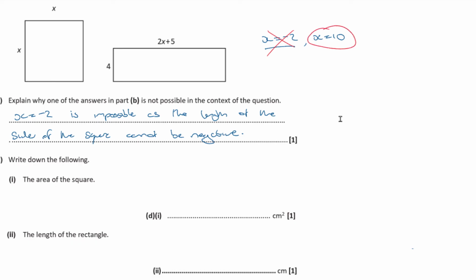If I want to write down the area of the square, then the area of the square is going to be 10 times 10, isn't it? x times x, which is 10 times 10, that's going to be 100 centimeters. And the length of the rectangle is 2x plus 5, isn't it? So that's two lots of 10 plus 5. 20 plus 5, that's 25, isn't it? So that gives me 25.